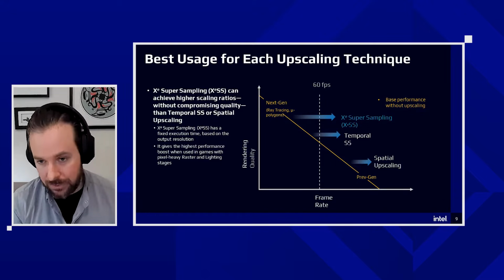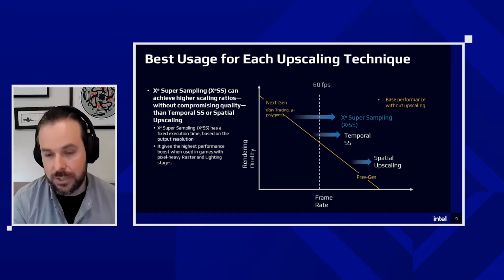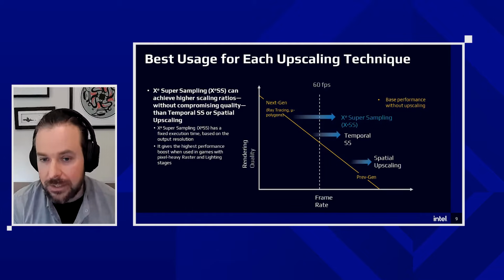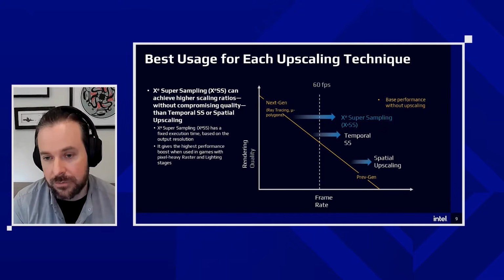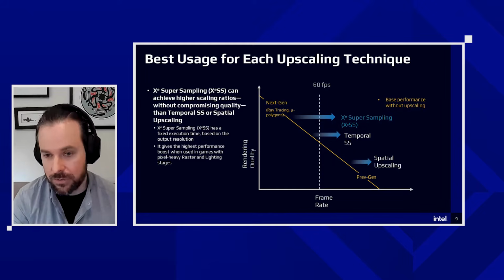With traditional temporal supersampling solutions, you can also have a high scaling factor, but as I showed in the previous slides, you have artifacts that start to creep in. So the usability is limited.